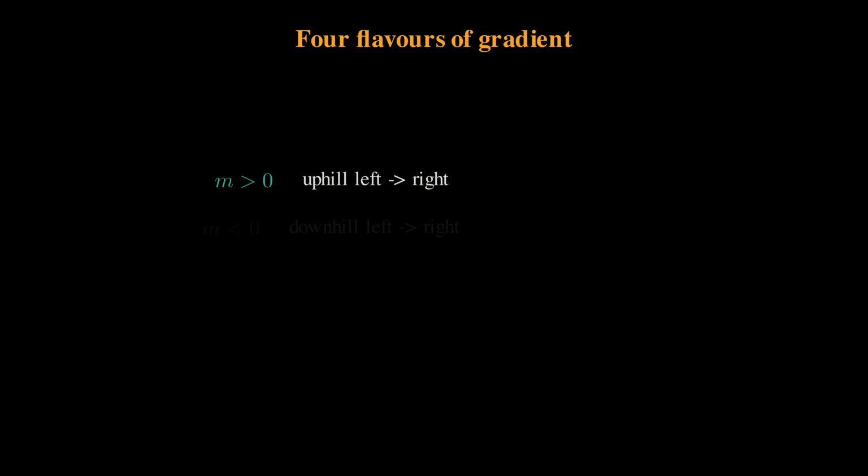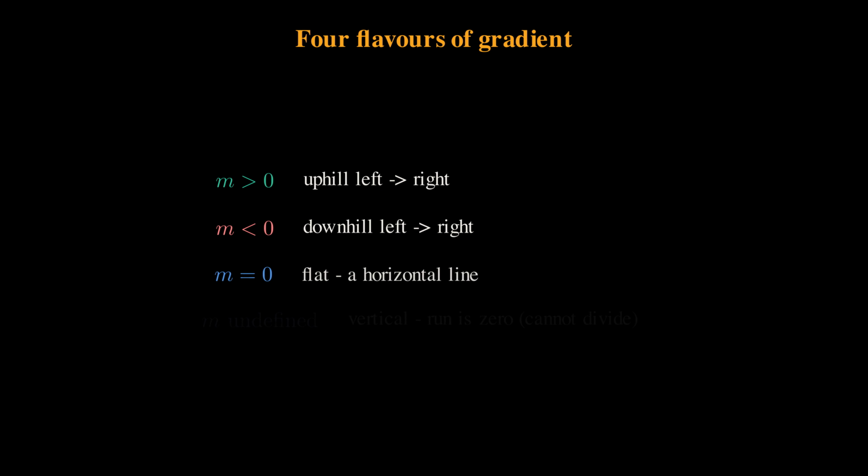The sign of the gradient tells you the direction. Positive means the line goes uphill as you read left to right. Negative means downhill. Zero gradient is a flat, horizontal line. No rise at all. And the vertical line has an undefined gradient, because the run is 0 and you can't divide by 0. Hold on to that last one. It's an exam trap we'll come back to.